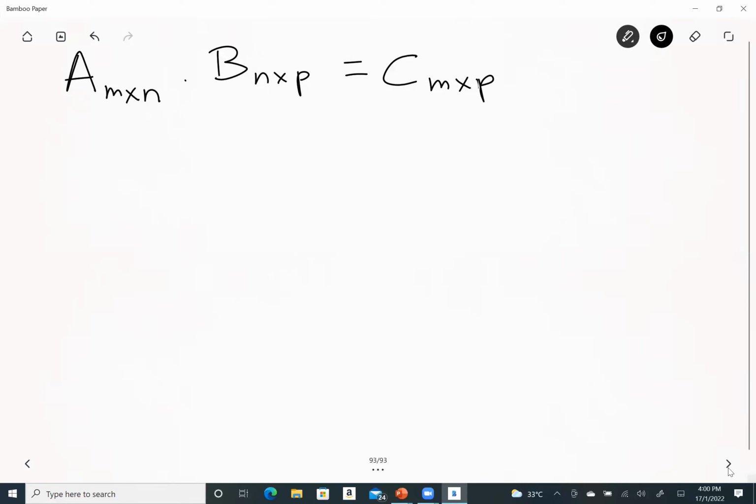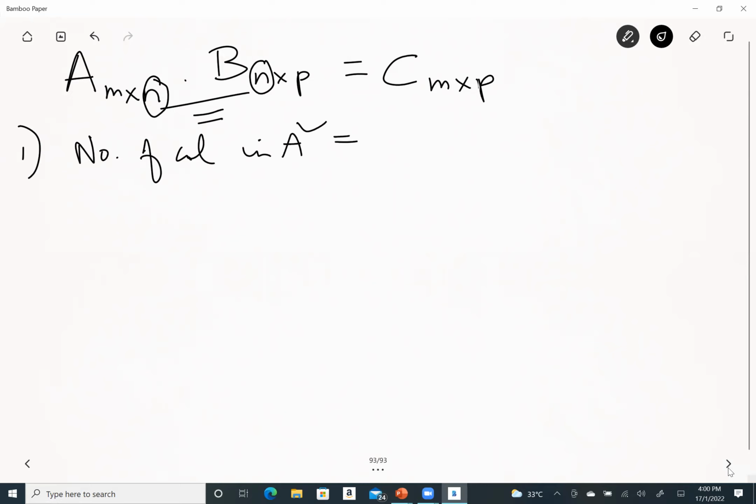Now the rule for multiplication, number 1, this N here should be equal to that N there. If they are equal, then we can multiply. So what is that rule? The number of columns in A must equal the number of rows in B, the second matrix. So N with N. If they are equal, we can multiply. That is the first requirement.